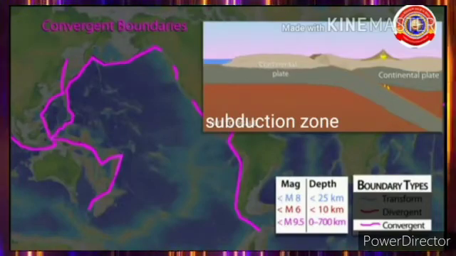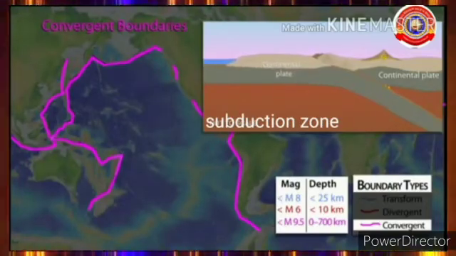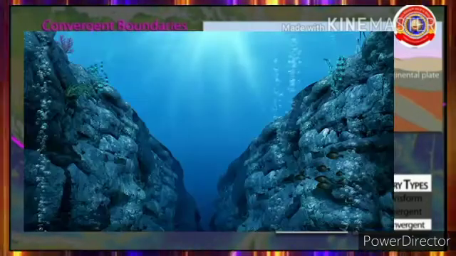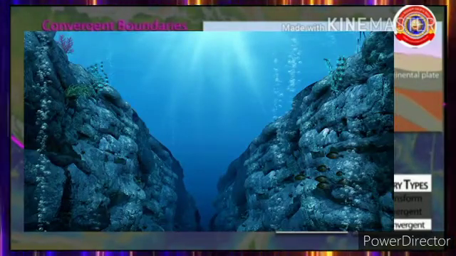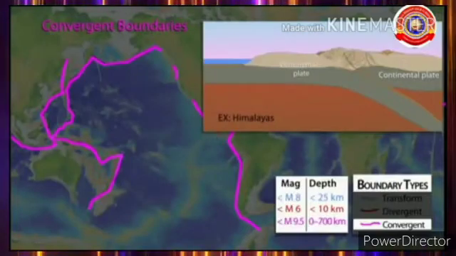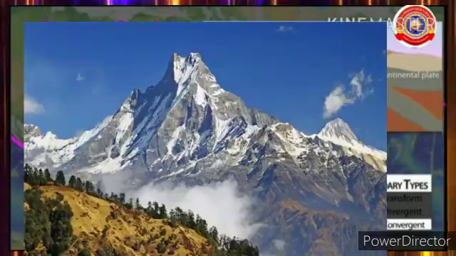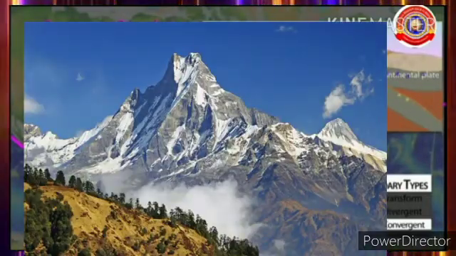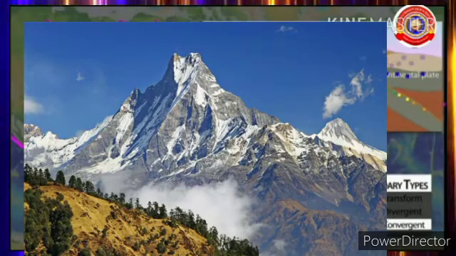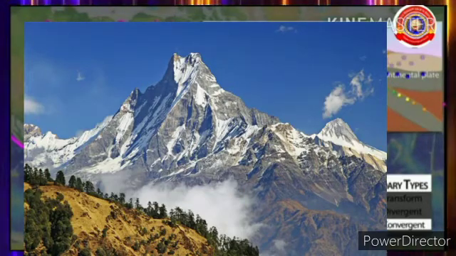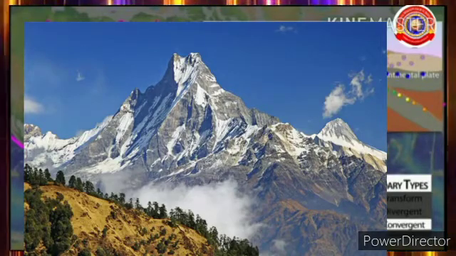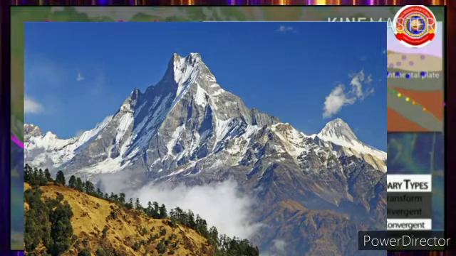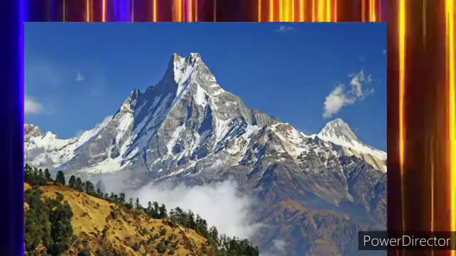Ocean trenches are developed in subduction zones. The Challenger Deep in the Pacific Ocean is an example. And also, fault mountains are formed along the convergent margins. For example, the Himalaya is a fault mountain range formed between the Indian plate and the Eurasian plate.